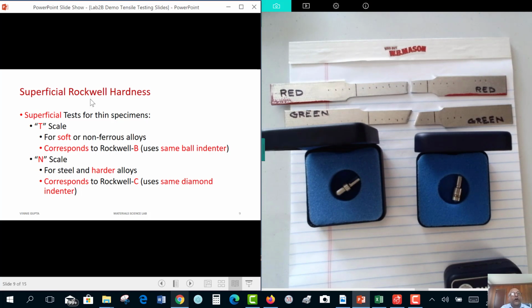This superficial Rockwell hardness test for thin specimens, we call the T scale, which is what we are going to use. It corresponds to Rockwell B scale, and uses the same ball indenter on the left. The N scale on the right uses a diamond indenter and corresponds to the C scale.